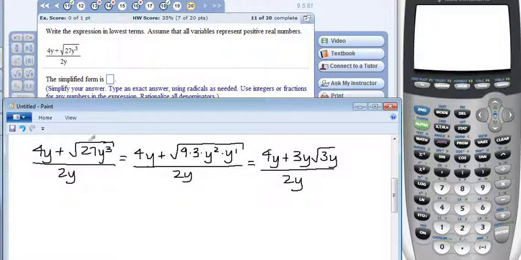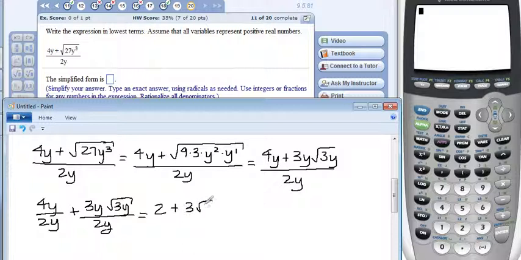Okay, so if you can, reduce. Now we're going to split this. So we have 4y over 2y plus 3y times the square root of 3y over 2y. Each piece gets divided by the 2y. And now I'm going to reduce these separately. 4 divided by 2 is 2, and my y's are canceling. So here I only have a 2. Here my y's are canceling, so I have a 3 left over, and that 2 underneath.